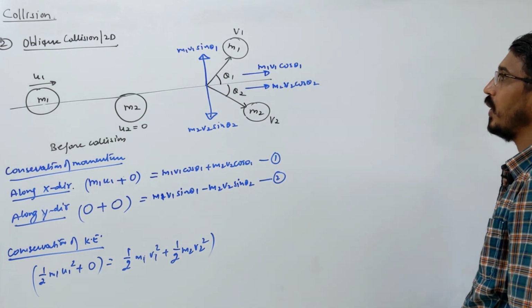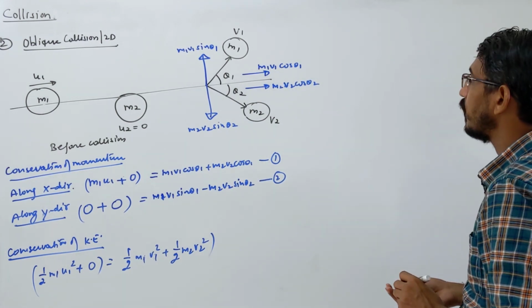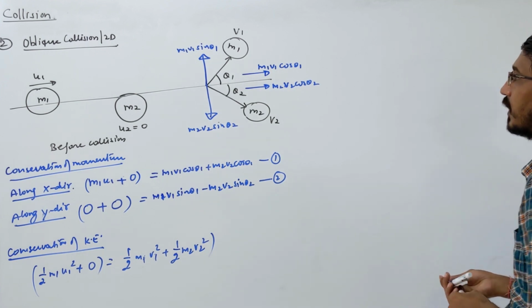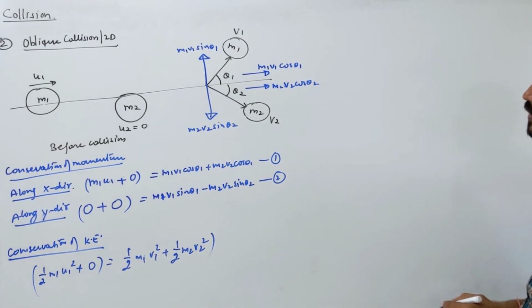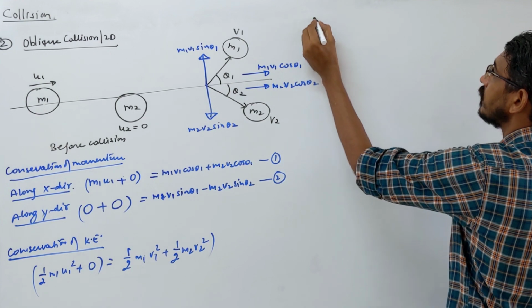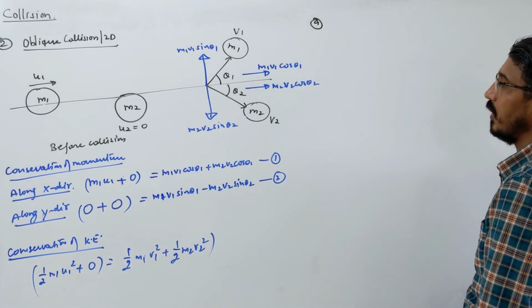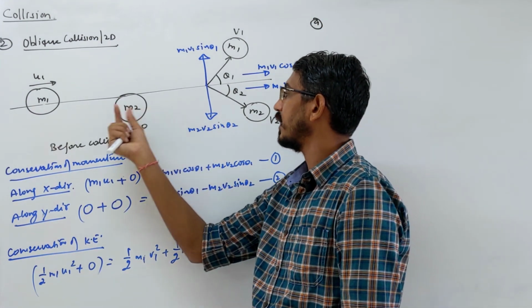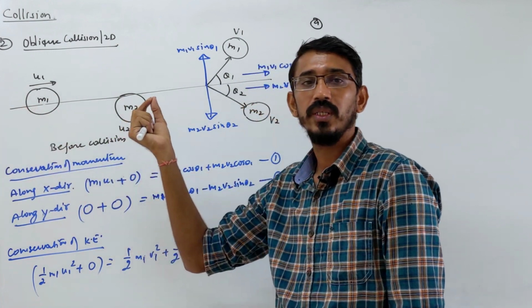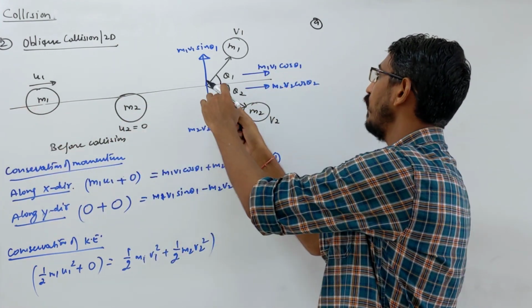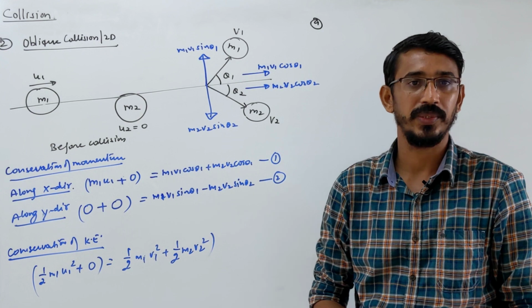Okay, so we'll do some practice on this. There is one very popular question that I'll do first, then I'll give some more examples. One question is like this: they said that one ball is placed at rest, another ball comes and hits this ball, then these two balls will always move perpendicular to each other.